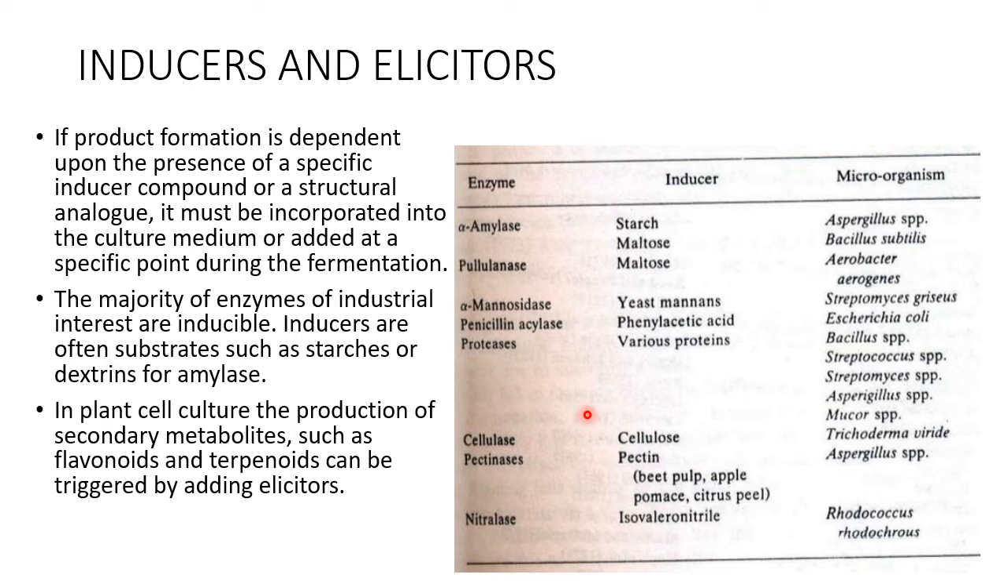Okay, so this is the list here. You can see the inducers given here. For example, in the case of alpha amylase, the inducers used are starch and maltose, and the microorganisms that can be used are Aspergillus and Bacillus. In the case of cellulase, cellulose is the inducer and Trichoderma viride is the culture used. So suppose this is the culture you are using for a particular product: the inducer for amylase is the substrate the enzyme degrades, so starch should be present in your media so that the amylase enzyme can degrade it and give out the product. Okay, that's how it works.